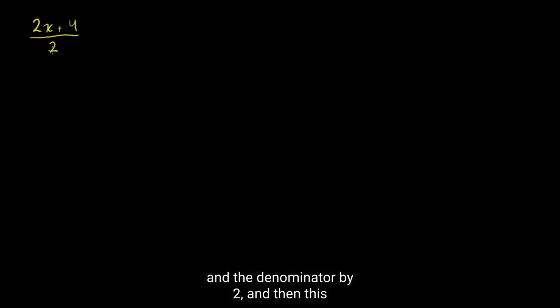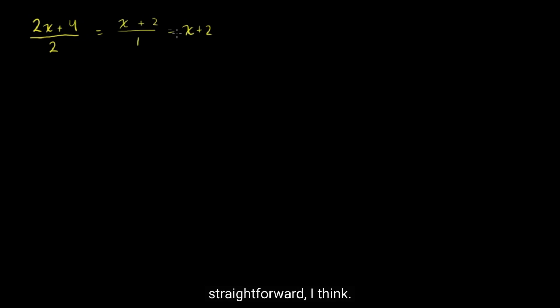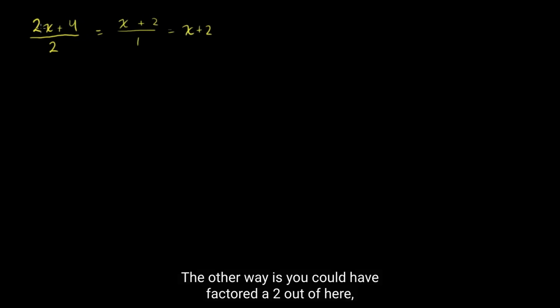So we already know how to simplify this. We've done this in the past. We could divide the numerator and the denominator by 2. And this would be equal to what? This would be equal to x plus 2. Let me write it this way. If you divide this by 2, it becomes an x. You divide the 4 by 2, it becomes a 2. If you divide the 2 by 2, you get a 1. So this is equal to x plus 2, which is pretty straightforward, I think. The other way is you could have factored a 2 out of here, and then those would have canceled out.